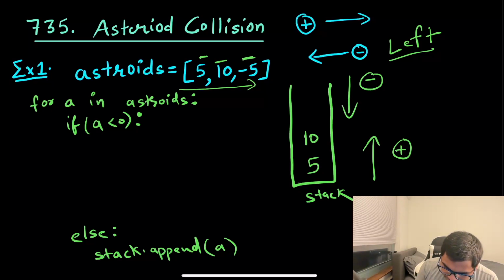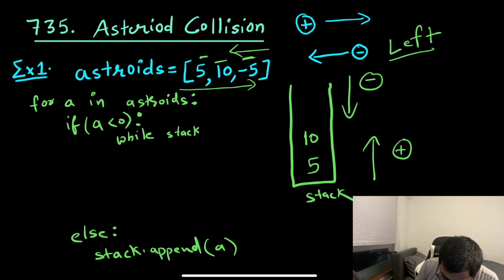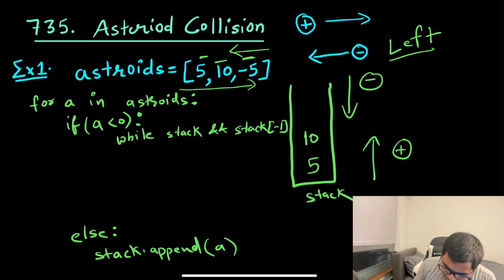But when I'm seeing negative 5, I want to check if my stack has something, because now this asteroid is coming in the opposite direction and I already have some asteroids on my stack. So I will run a while loop: while stack and stack top is greater than 0.